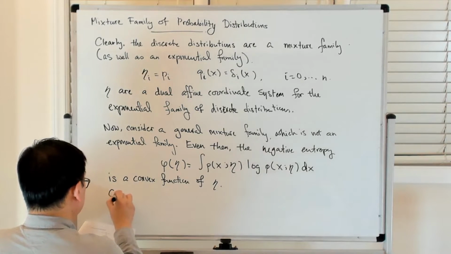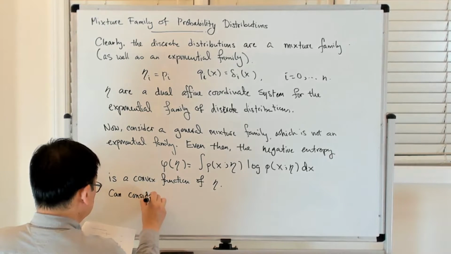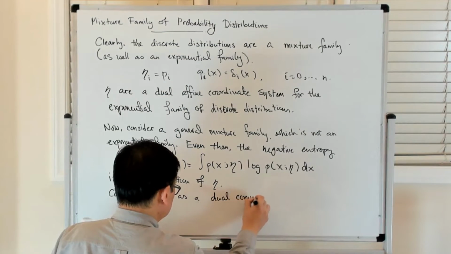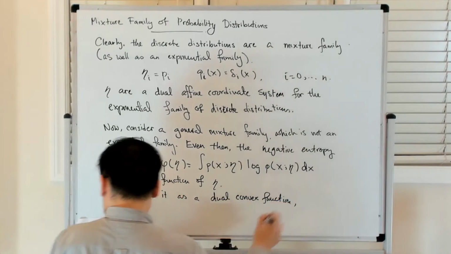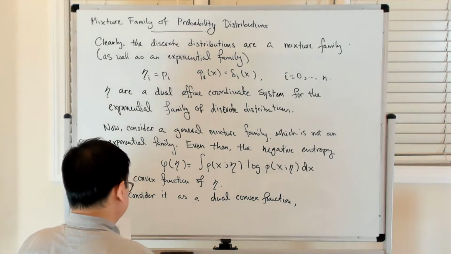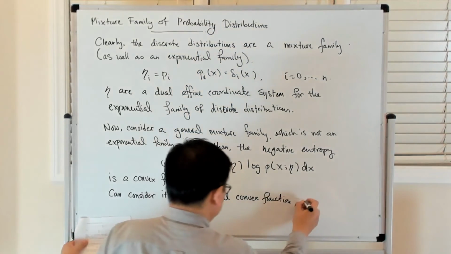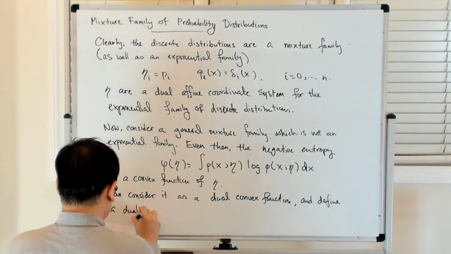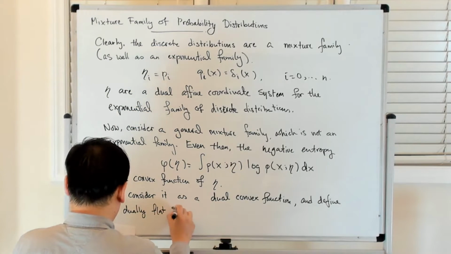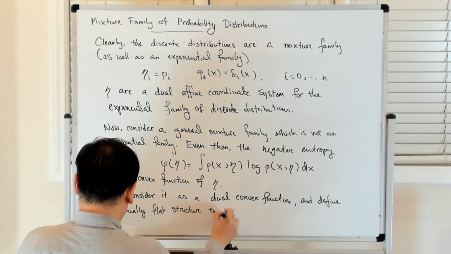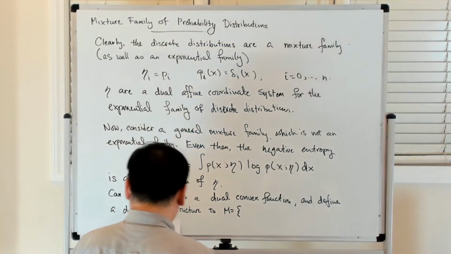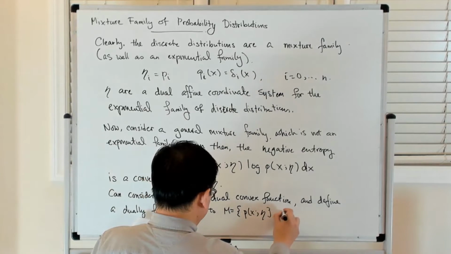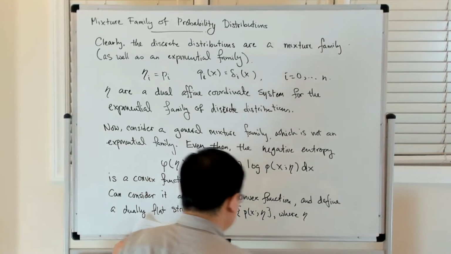So I can consider it as a dual convex function, and I introduce a dual structure to this manifold of probability distributions, where eta is the dual affine coordinate system.